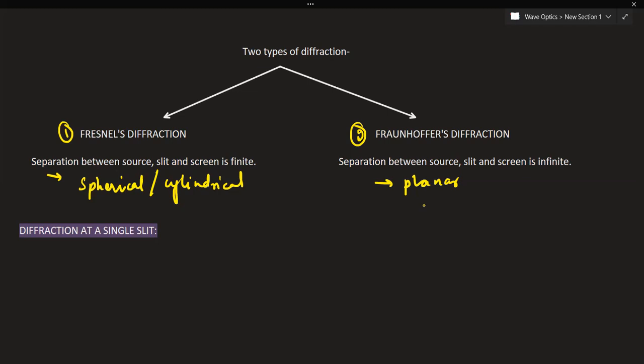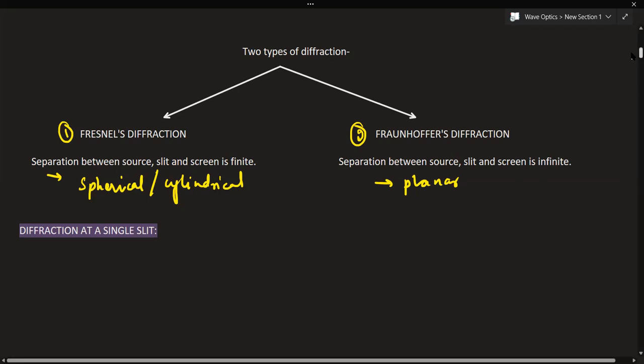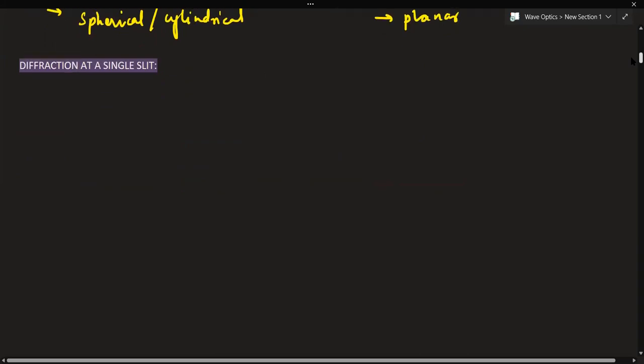Now let us understand what the diffraction phenomenon is and how it occurs through a single slit. Let me take a lens, L1. A source of monochromatic light is placed at the focus of the convex lens L1. What is the tendency of a convex lens, to converge or diverge? Converge.